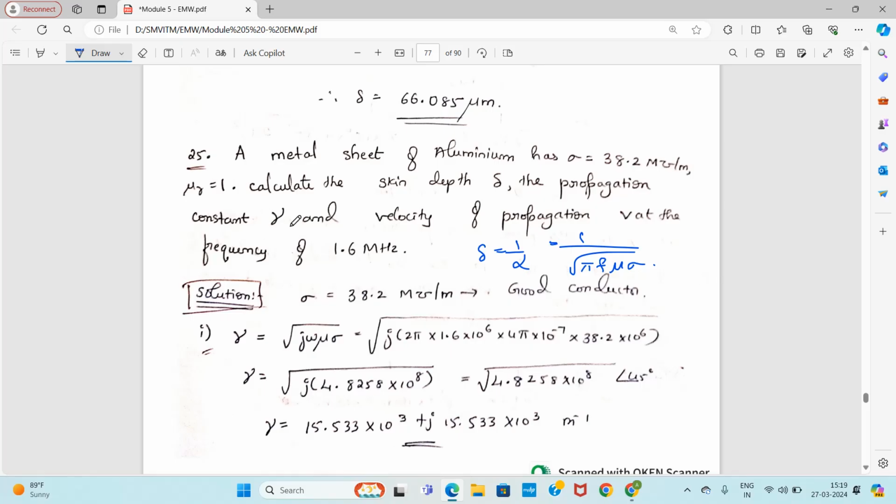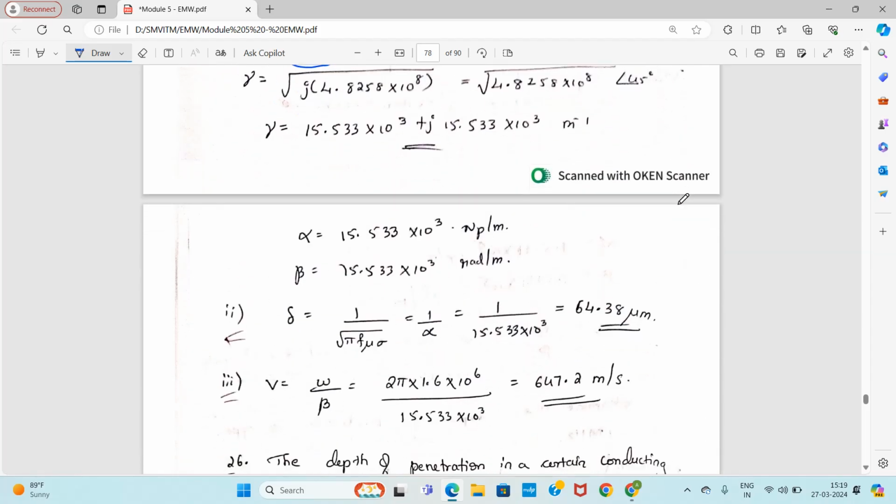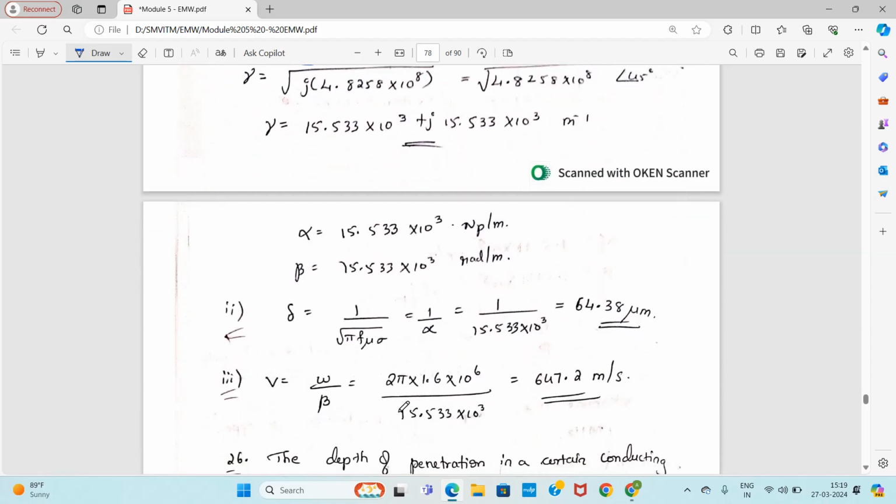Okay. And second thing they're asking is gamma. So gamma, again use this formula. You see 38.2 is very high compared to 1. So you can directly take this formula and substitute. And velocity is going to be omega by beta.